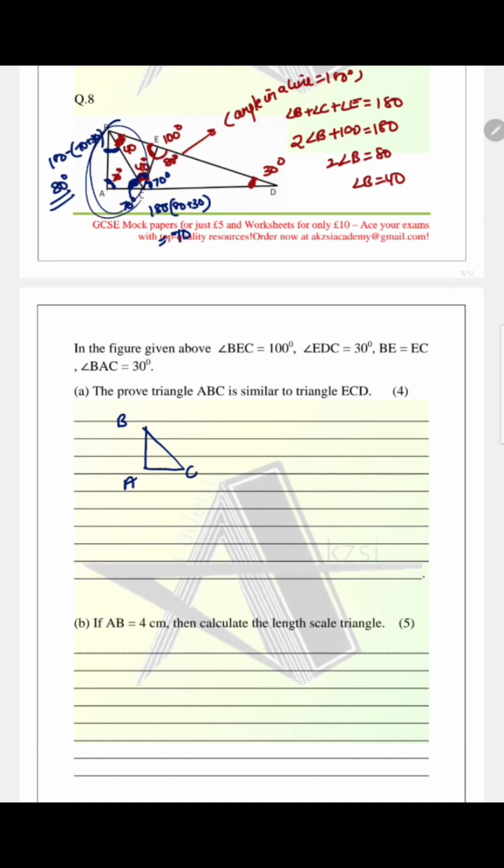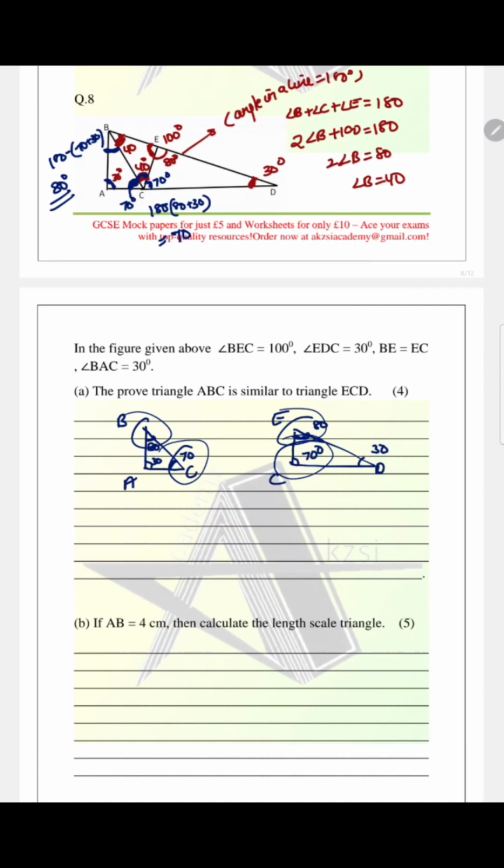BCA, this triangle I have drawn separately. This angle is 80 degrees, this angle is 30, this angle is 70. Now because we have to prove triangle ABC, I have drawn triangle ECD. This is ECD. So if I draw triangle ECD, it looks like this. This angle is 30, this angle is 80, and this angle is 70. I can clearly see their corresponding angles are equal, 70, 70, 80, 80, 30, 30.